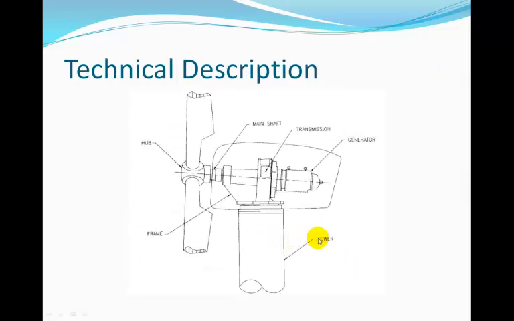And now I'll talk a bit about the technical functionality of the wind turbine. These are the major components of the wind turbine. You have the hub, the rotor, the frame, the main shaft, transmission, generator, and eventually the tower to hold the wind turbine. The momentum of natural wind from the earth applies a force to the rotors on the turbine shaft, which generates mechanical power. This rotating mechanical power is then converted to AC electrical power through conventional AC generation techniques.